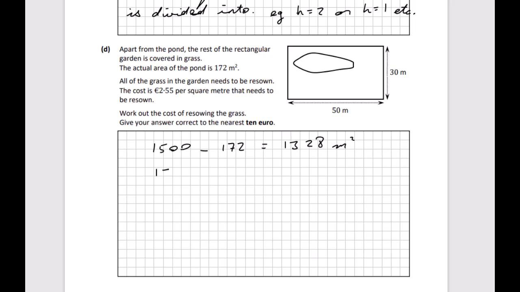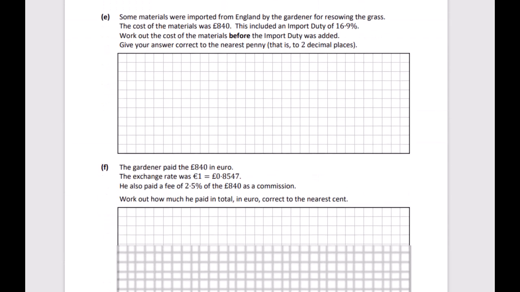We know that 1,328 needs to be multiplied by the cost per meter, which is 2.55 euros for every square meter. So that comes to 3,386.40, and we need to round that to the nearest 10 euros. So 3,386 is close to 90, so that's 3,390.00 there if you like. Okay, so that's part D. Let's have a look at part E.